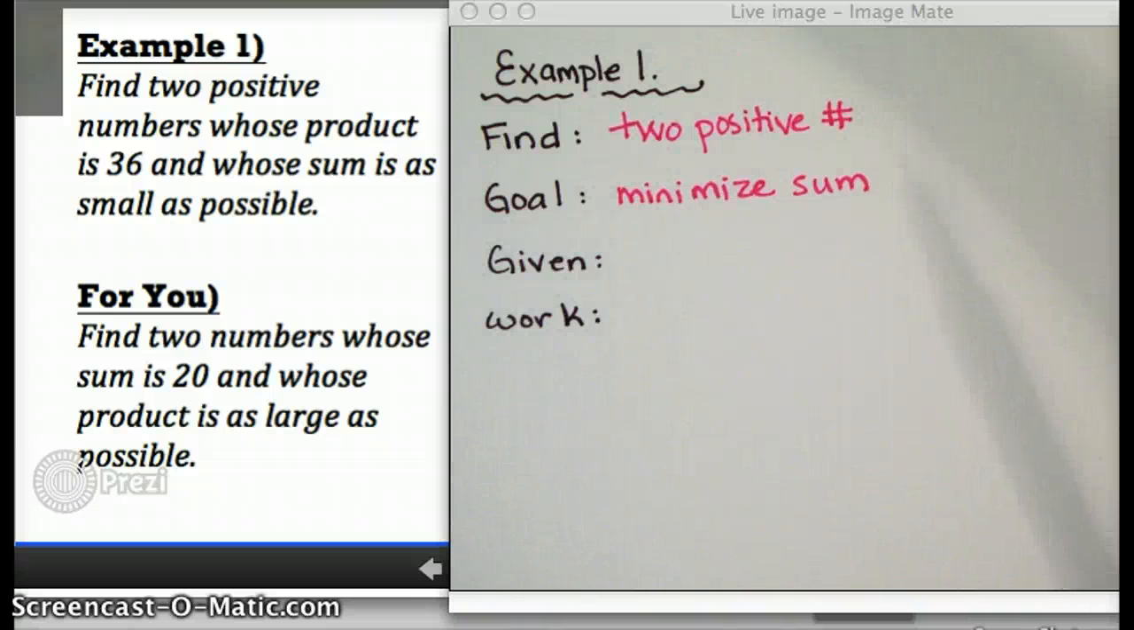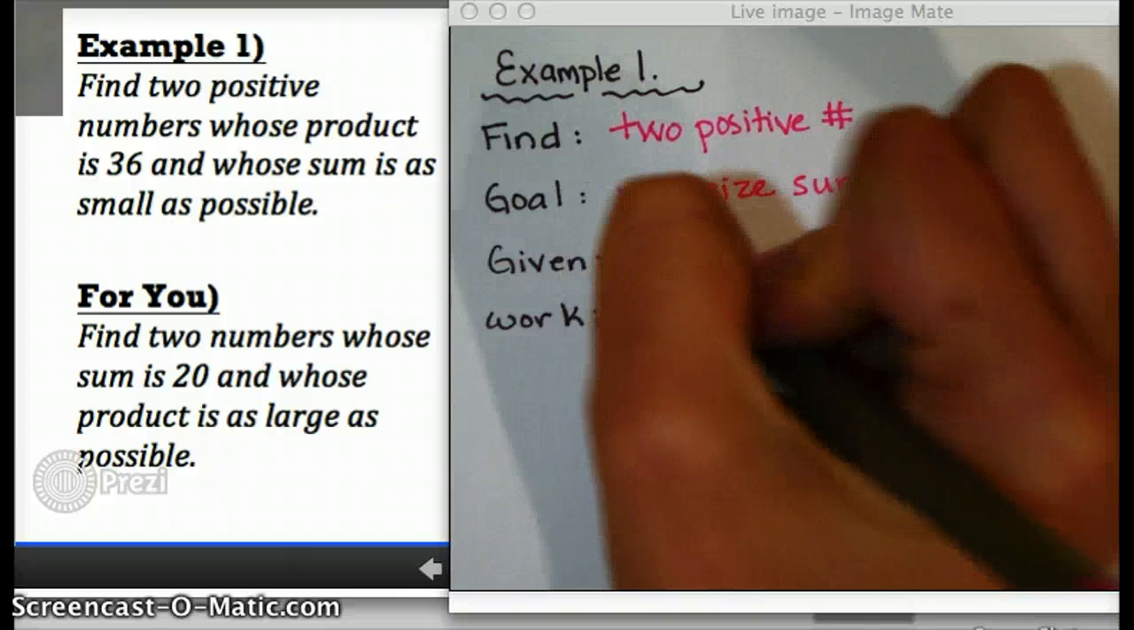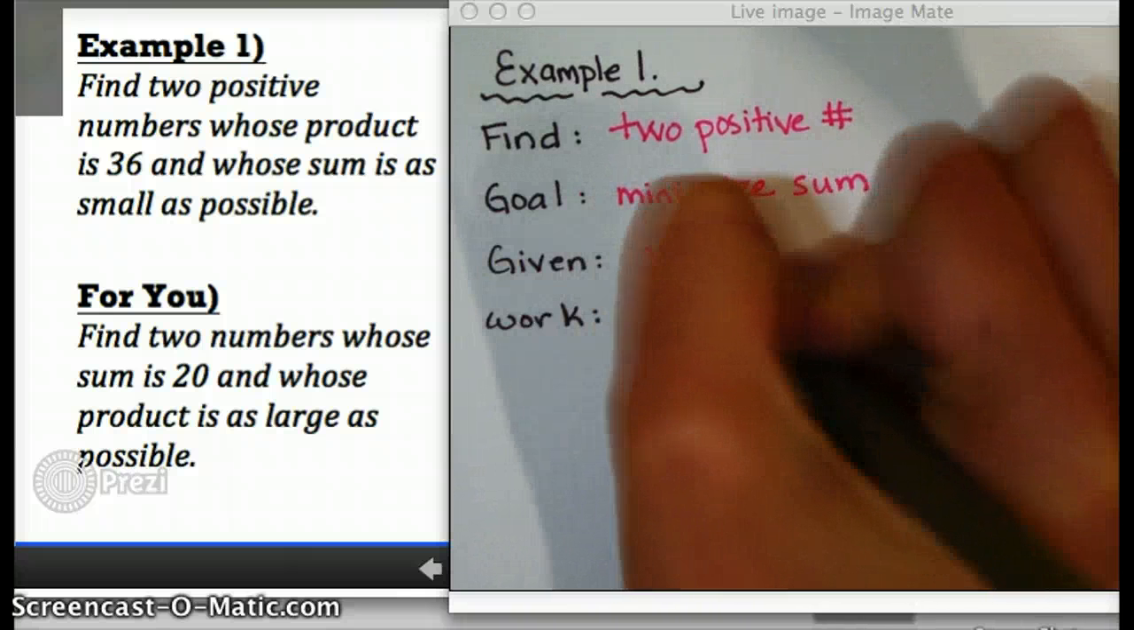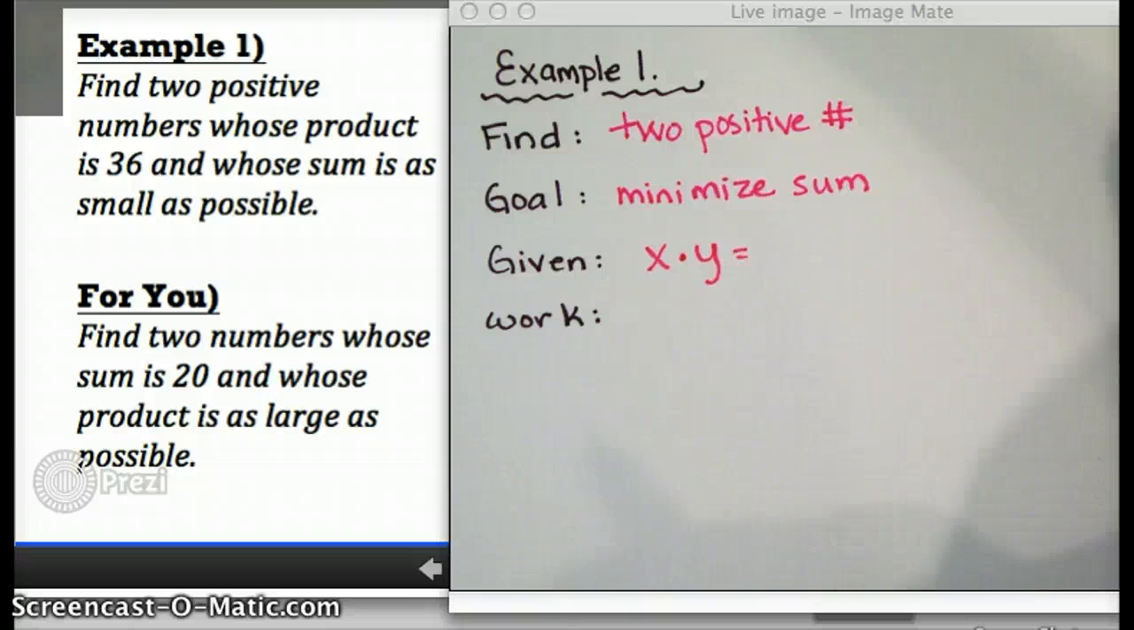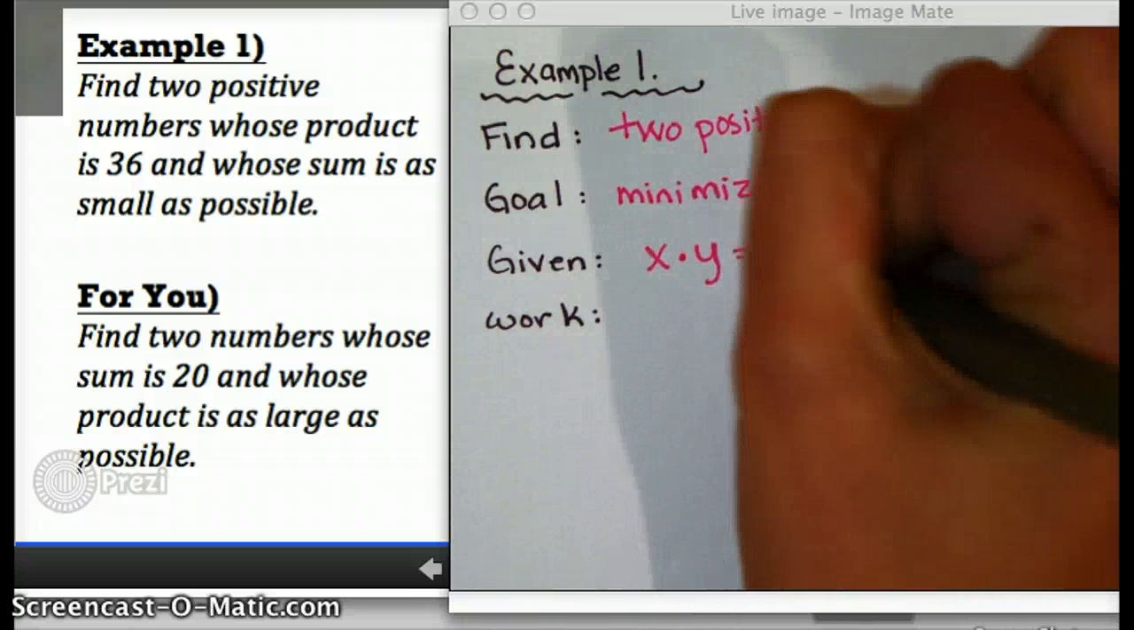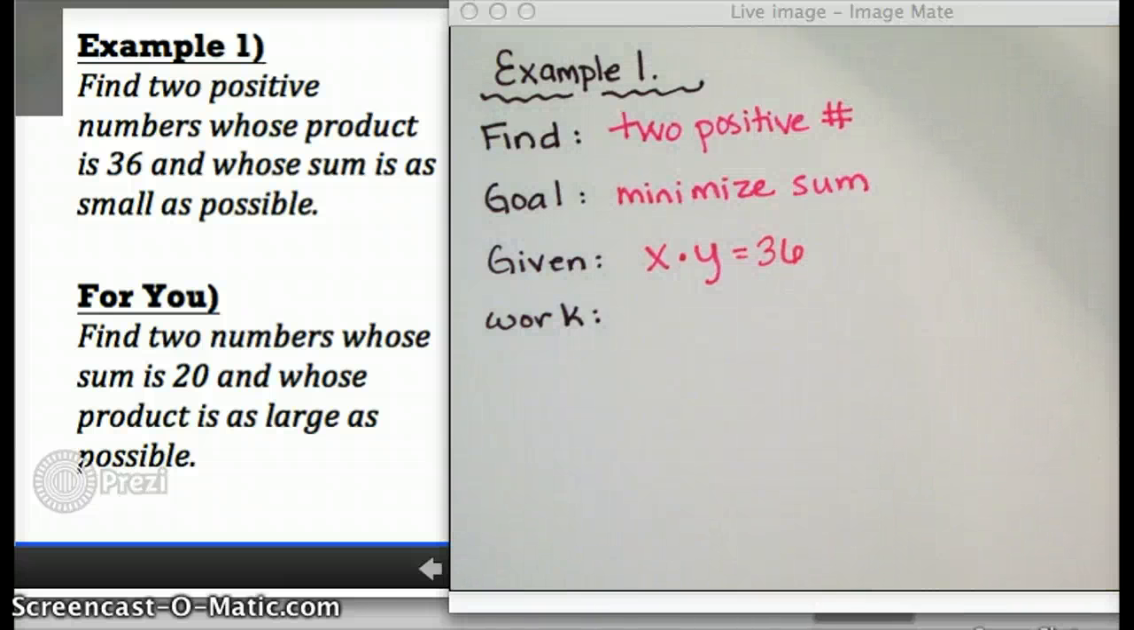What are we given? Well, we're given that the product is 36, but what does that mean? Product's a keyword for multiplying. And so we're given that when we multiply these 2 numbers, we get 36. In order to write that down, I'm going to pick some variables. I'm going to let x and y represent my 2 numbers, and that makes it really easy to write down the given information, which is just that x times y equals 36.